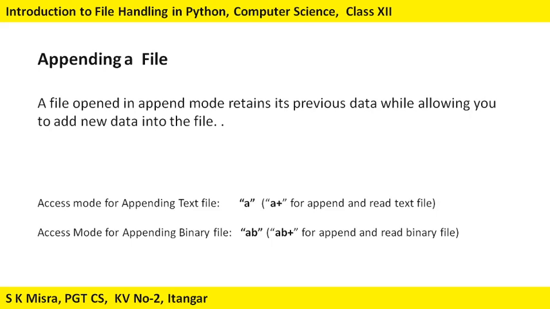Getting it? Unlike the write case, where previous data is overwritten by the new data, in this case if you append some new data into the file, then we will get previous data plus the new data, both will be there. Okay, and the modes that we are going to use: access mode for appending into a text file will be a, and access mode for appending into a binary file is ab. Of course, b for binary. And a+ is for append and read both, and ab+ is for append and read both for a binary file. Okay, let us execute some programs on this.